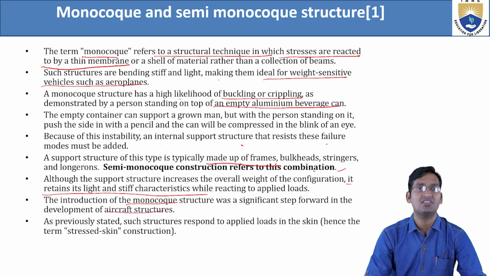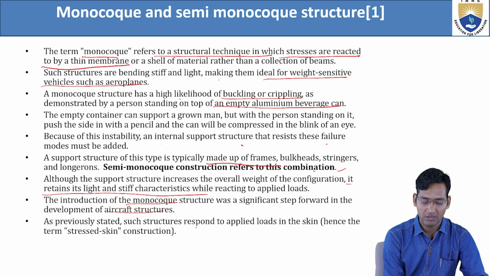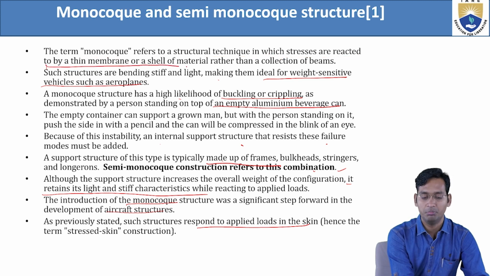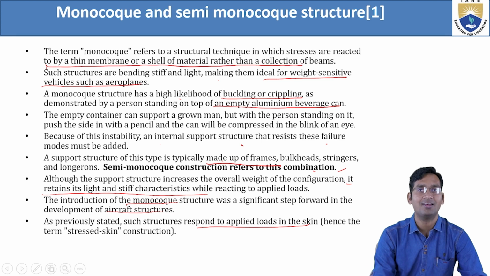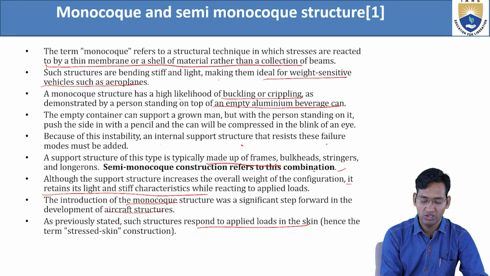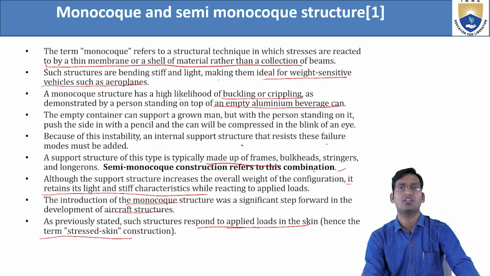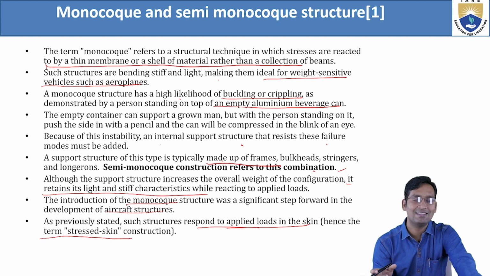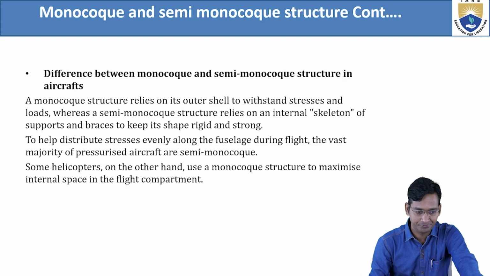As previously stated, such structures respond to applied load in the skin. So what happened? The loads are applied to the skin, by a thin membrane or shell material rather than a collection of members. So in monocoque, only the thin skin carries the load, hence the term stressed skin construction. Or in another word you can say it, because that load is acting on the skin only. So, stressed skin construction.